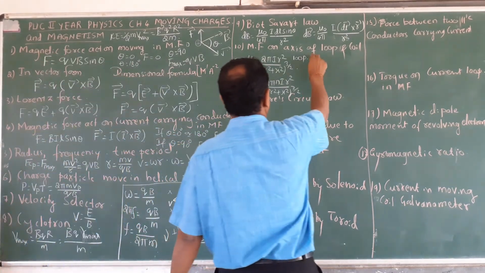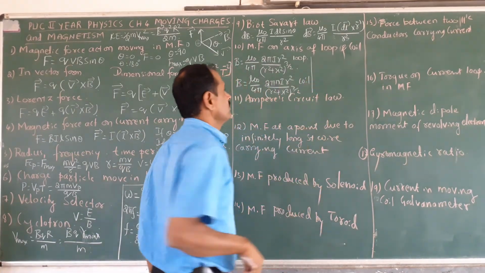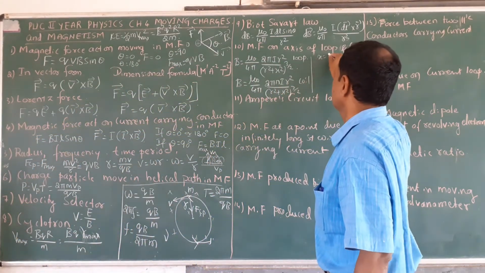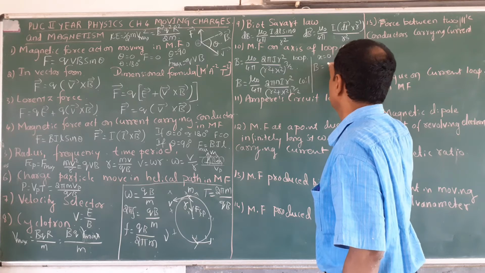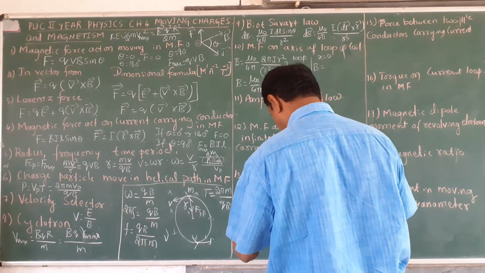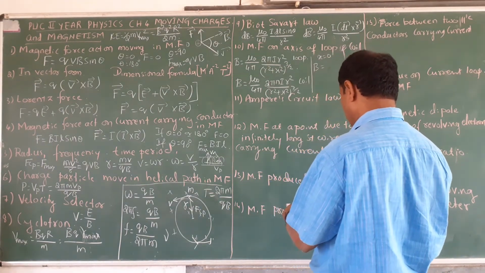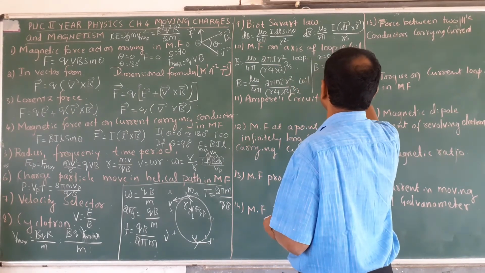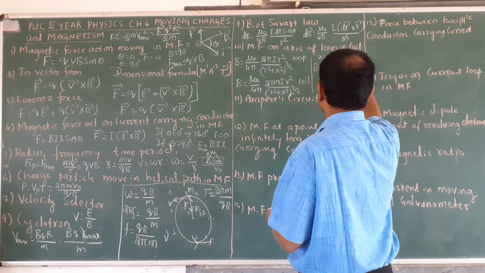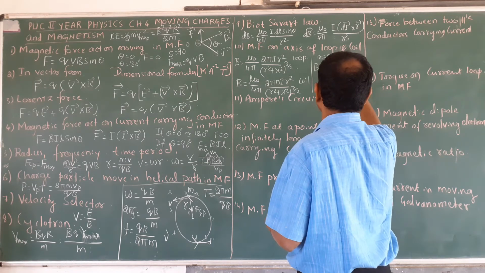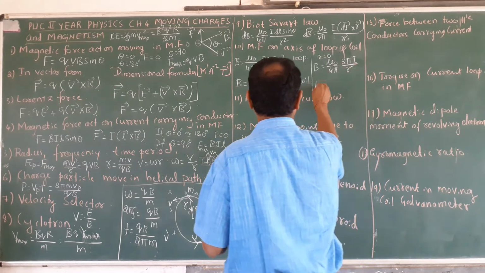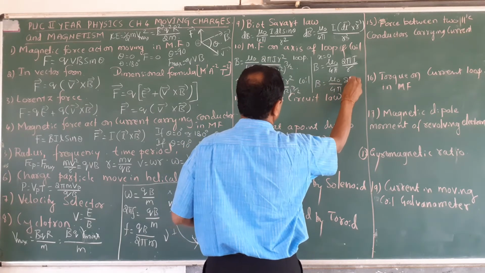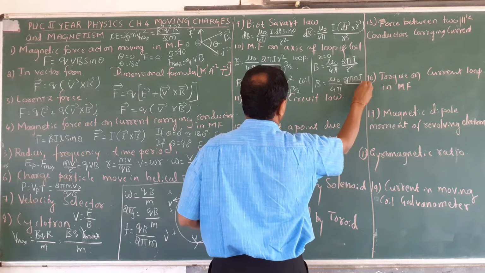Again, the point for the coil. If the point is at the center, it means x is equal to 0. At that time, B is equal to mu naught upon 4 pi, 2 pi n I divided by r.